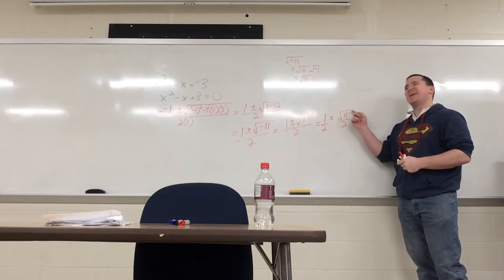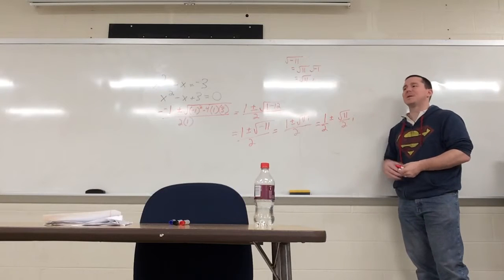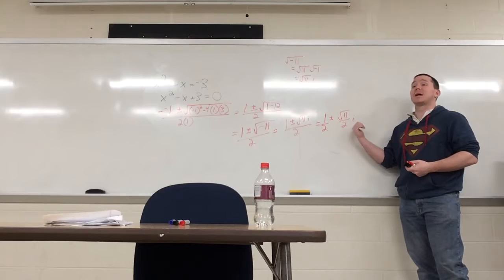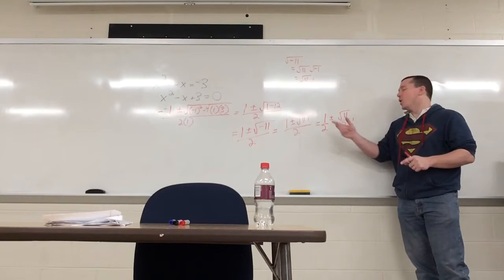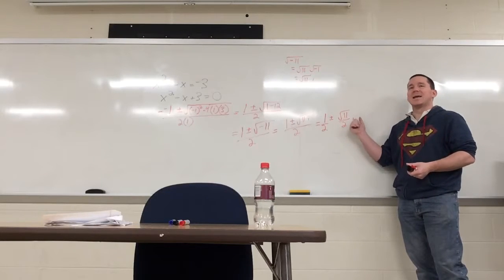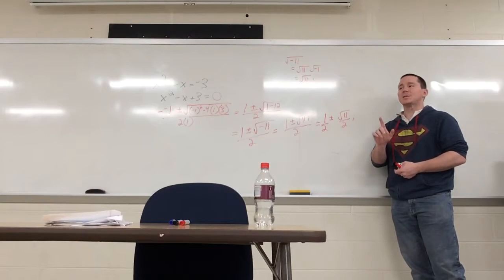Again, some people will leave the i next to the root 11. I'm okay with that, even though technically it should be completely separate. And now we have real number plus or minus real number times i. Get it? You don't have to write these as two separate ones, 1/2 plus root 11 over 2i, and 1/2 minus root 11 over 2i. You can just do the plus or minus thing, that's fine. Are there any questions on that?